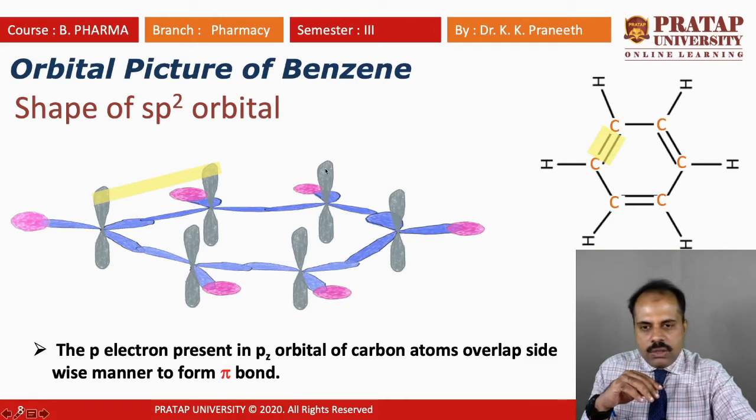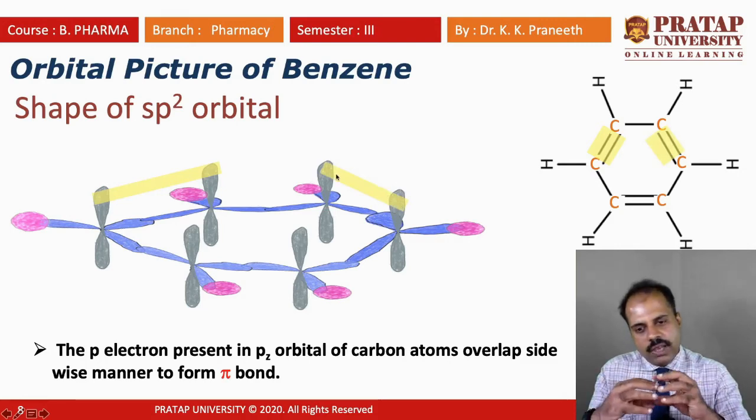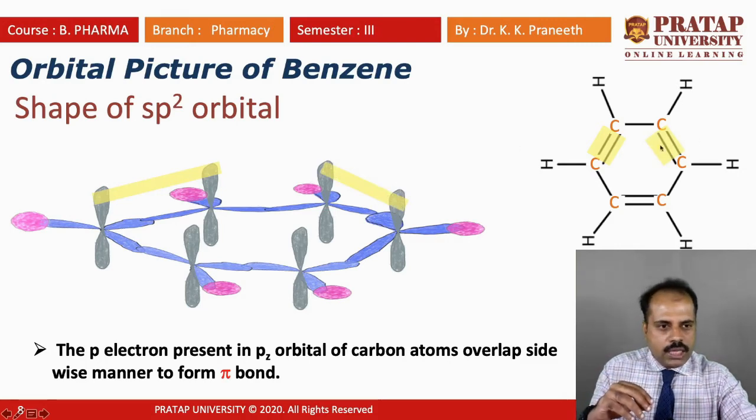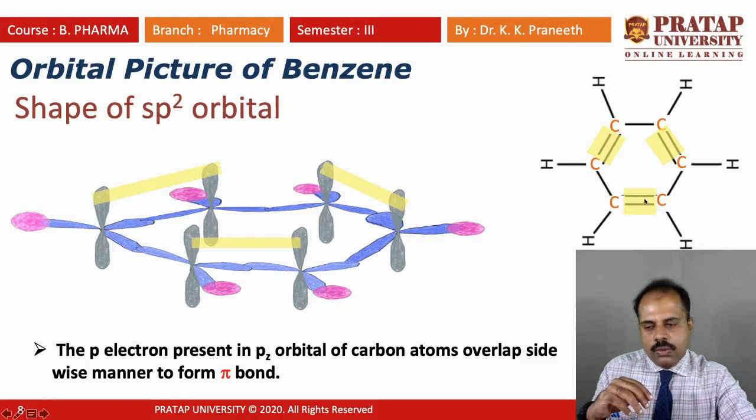In a similar fashion, 1 electron is present here and 1 electron is present here. So there will be an interaction, an overlap, in a sidewise manner to form the second double bond. In a similar fashion, this carbon and this carbon, right? This carbon and this carbon, same thing. Having 1 electron here and here, they overlap in a sideways manner and create the third double bond.